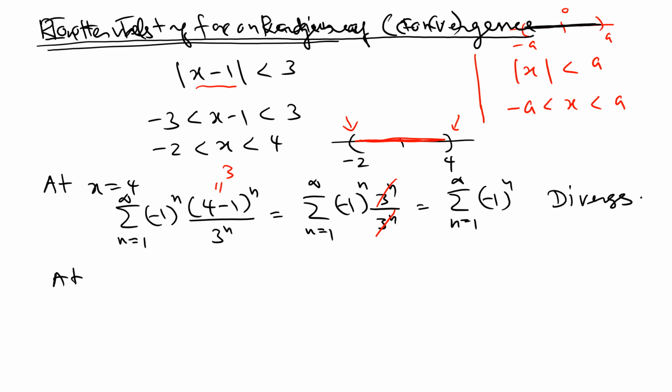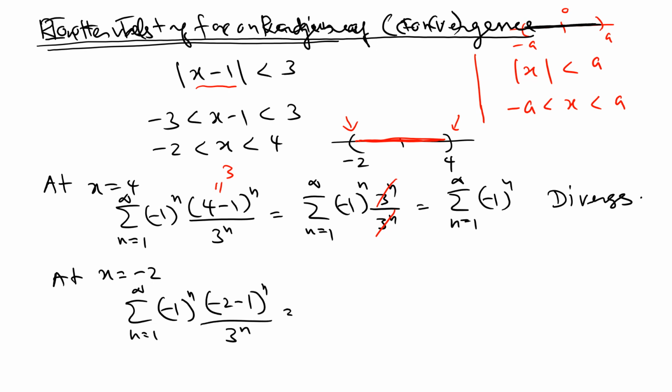Now we can look at the other one at x equal -2. So let's do that. So sigma n going from 1 to infinity, (-1)^n. So it's (-2 - 1)^n over 3^n. So we can also simplify this like this, sigma n going from 1 to infinity, (-1)^n (-3)^n over 3^n.